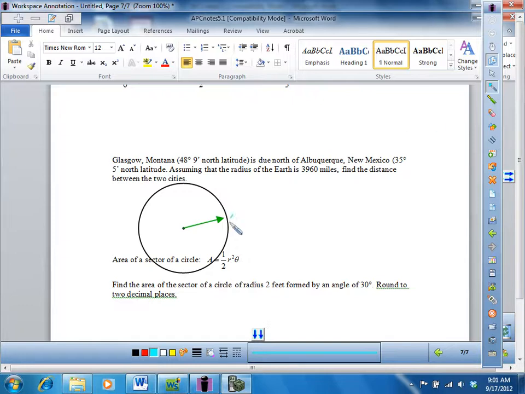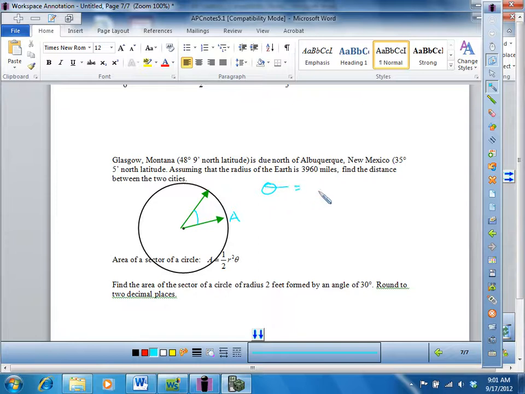Albuquerque. I've been there. Here's Albuquerque. And Glasgow, Montana is 48 degrees north. So here's Glasgow, Montana. Okay? And the way you find this angle is you subtract this latitude minus this latitude.